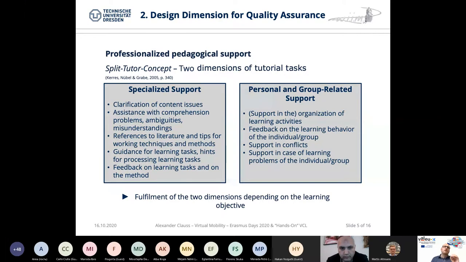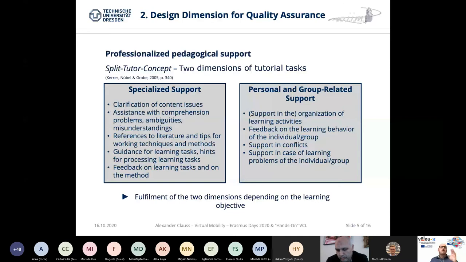Number one, our professionalized pedagogical support concept. We followed the split tutor concept by Keres, which says that all e-tutors have two dimensions for their tutorial task. On the left-hand side, we have the specialized support focusing on content. And on the right side, we have personal and group-related support focusing on personal, individual, and social things.